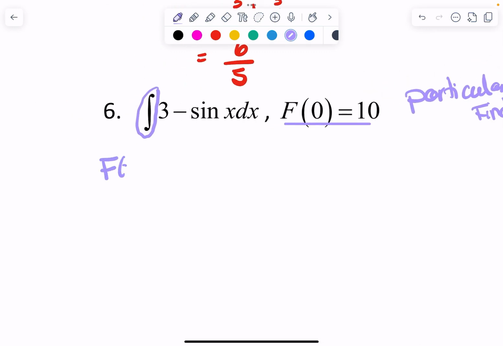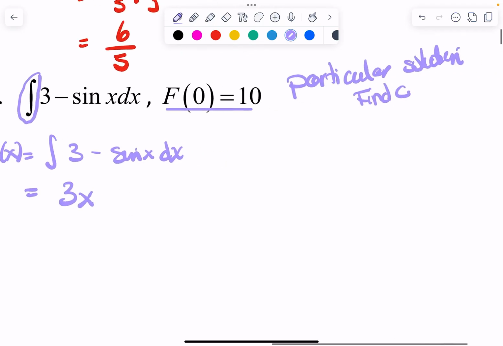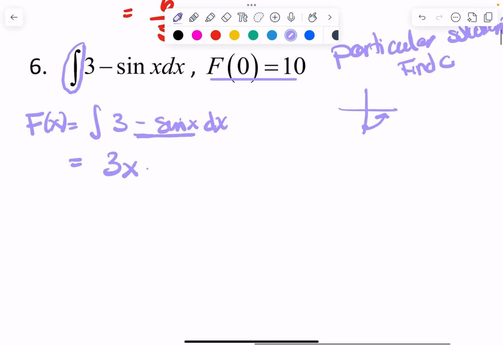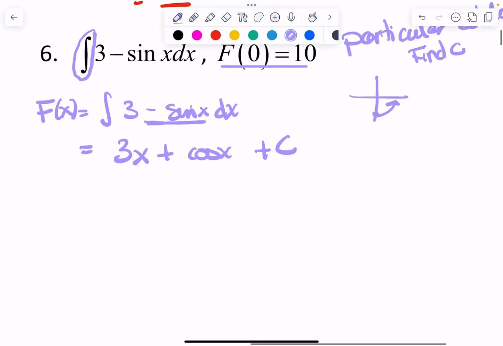So big F of x is equal to the integral of 3 minus sine x dx. Well, that's going to be 3x. And then I'm just going to quickly remind you, I'm integrating negative sine. So I come up here. This is negative sine right here. So I'm going to get plus cosine of x plus c.